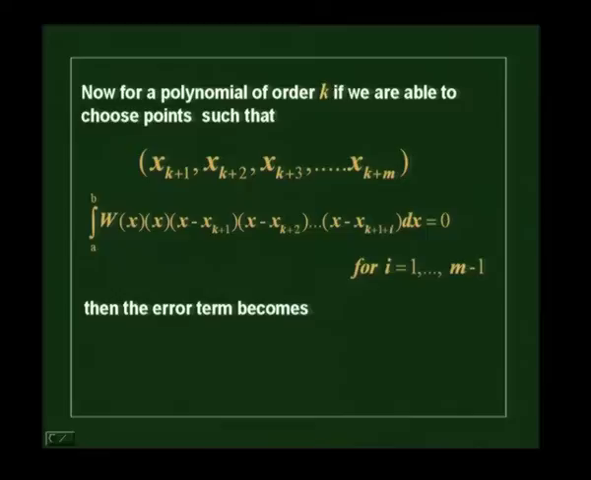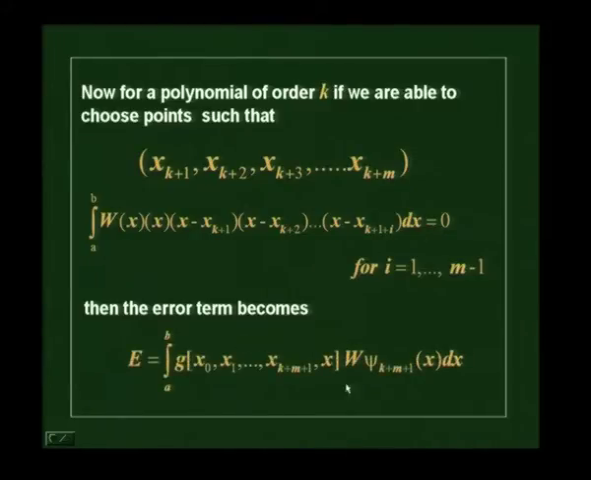Okay, so k plus m would mean that w of x into x minus x k plus 1, x minus x k plus 2, up to x minus x k plus m dx equals 0, right. So we want to write all the way up to that. All these terms are 0. Then you have an error which is of this form, and the accuracy would now be the k plus m plus 2 derivative of the function g. Now, if m is k, that is the 2k plus 2 derivative of g.